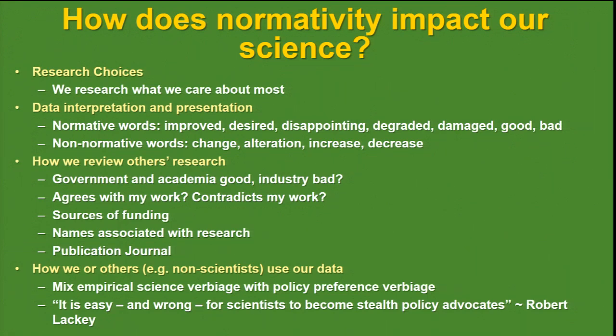How do we review other people's research? Do you look at the authors and go, oh, they're from that sector, I'm not so sure I trust this right off the bat, before you even look at anything? Does it agree with my work? When something agrees with your work, your first reaction is, oh, this is pretty cool, I must have done some pretty good stuff. If it disagrees with work you did before, you're thinking, I don't know if they're really right, because I'm pretty sure I was right. Again, sources of funding, names associated with the research, the publication journal.